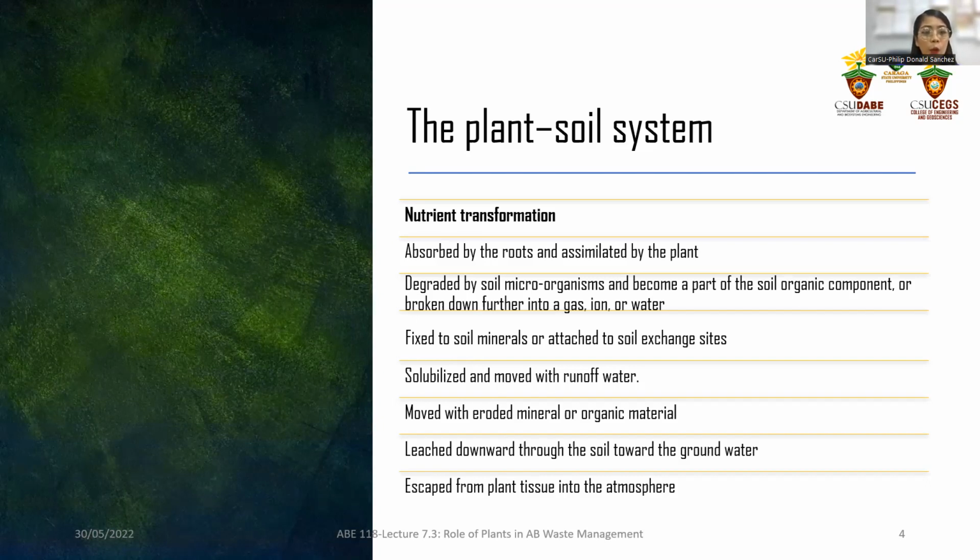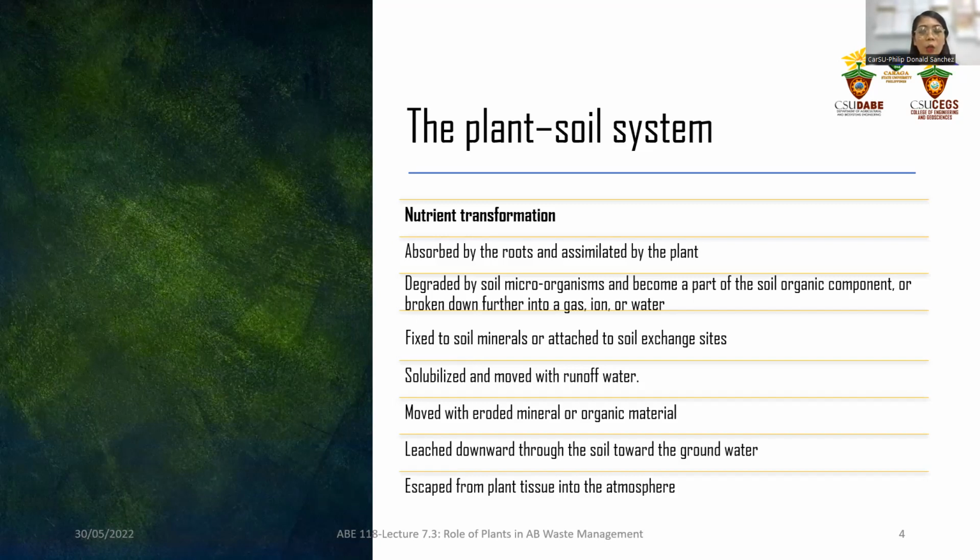First is absorbed by the roots and assimilated by the plant, degraded by soil microorganisms and become a part of the soil organic component or broken down further into a gas, ion, or water. Third, fixed to soil minerals or attached to soil exchange sites. Fourth is solubilized and moved with runoff water, moved with the eroded mineral or organic material, leached downward through the soil toward the groundwater, or escape from the plant tissue into the atmosphere.